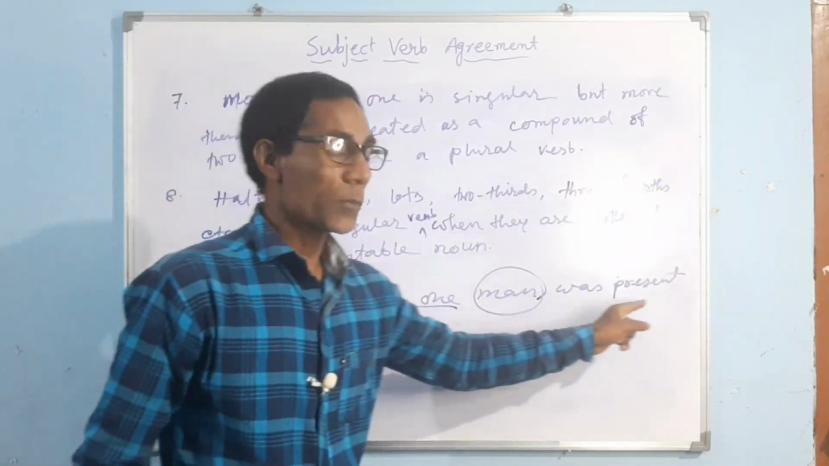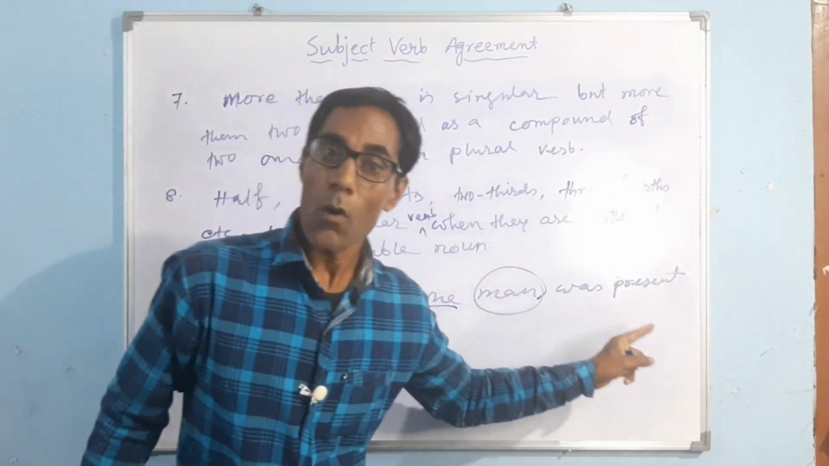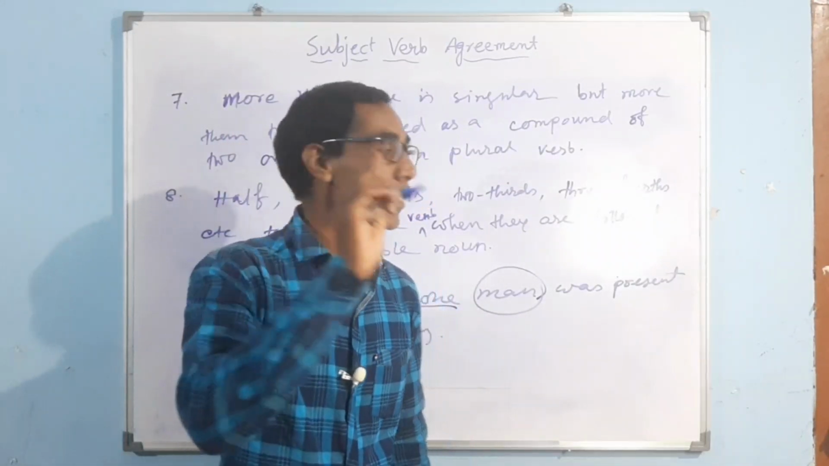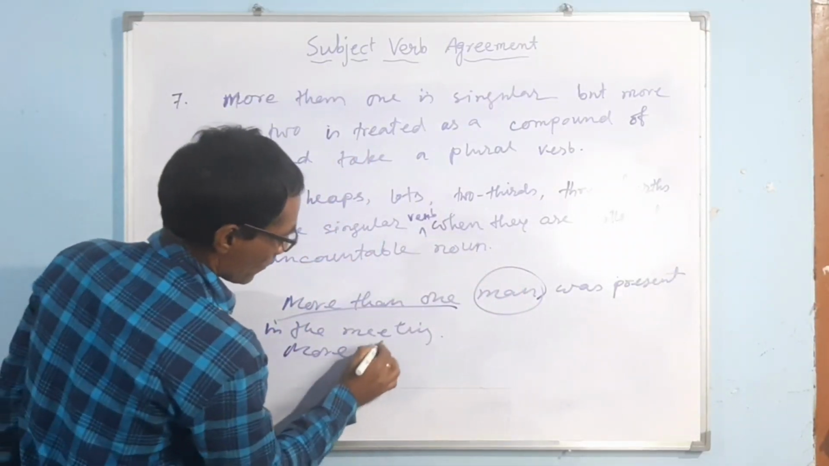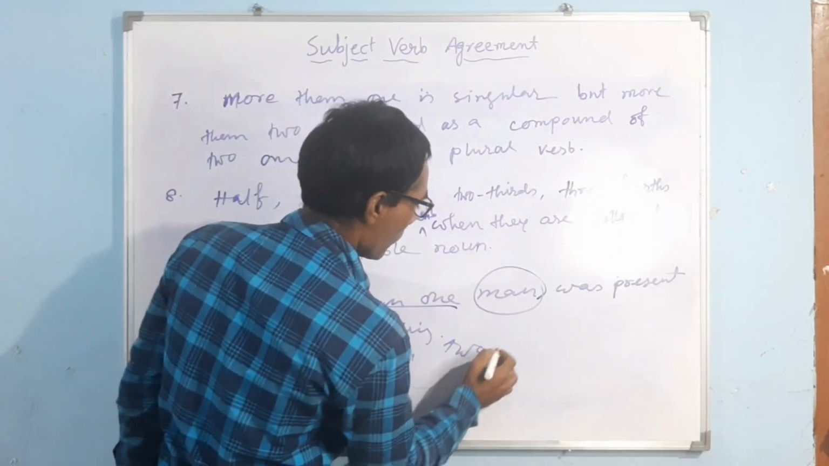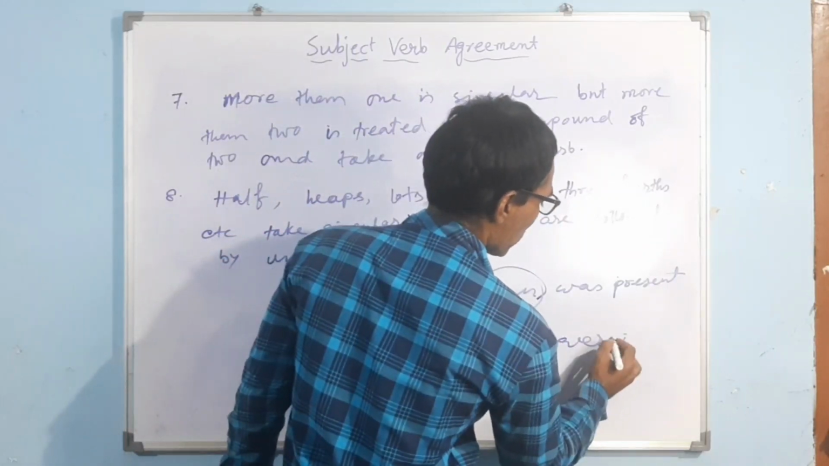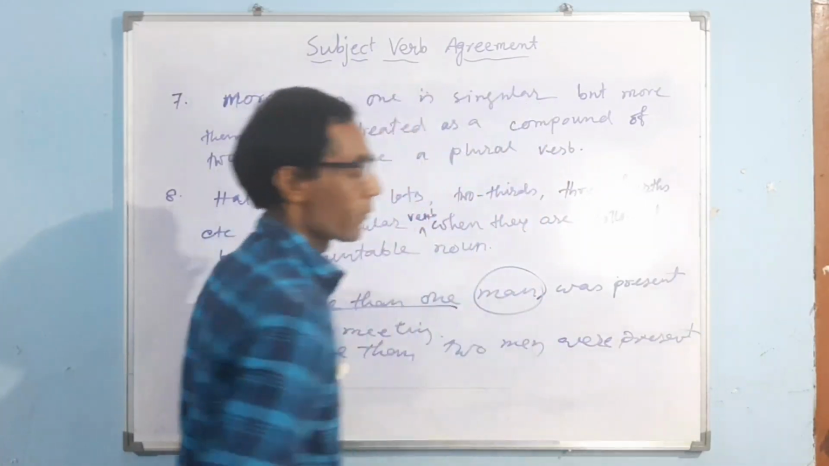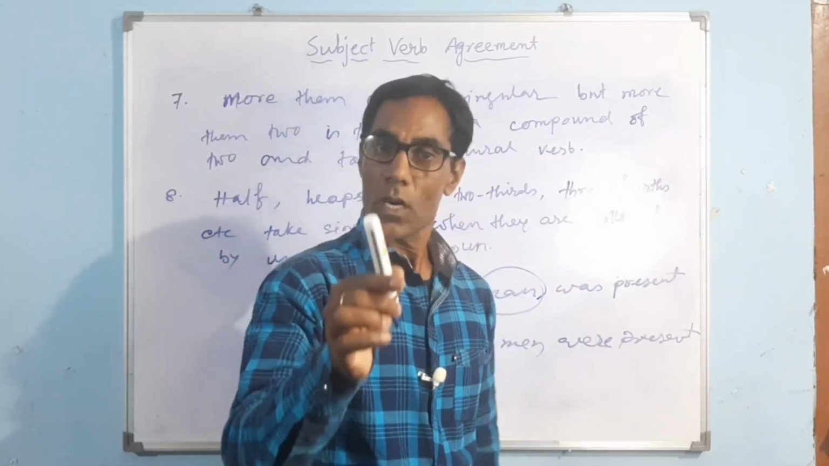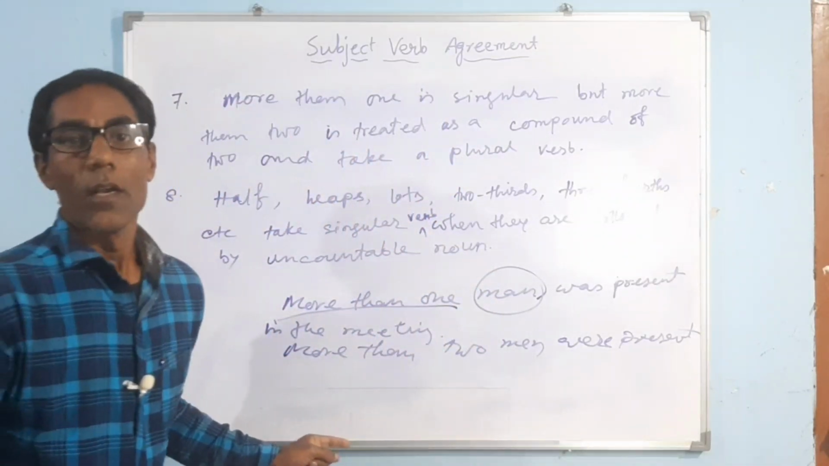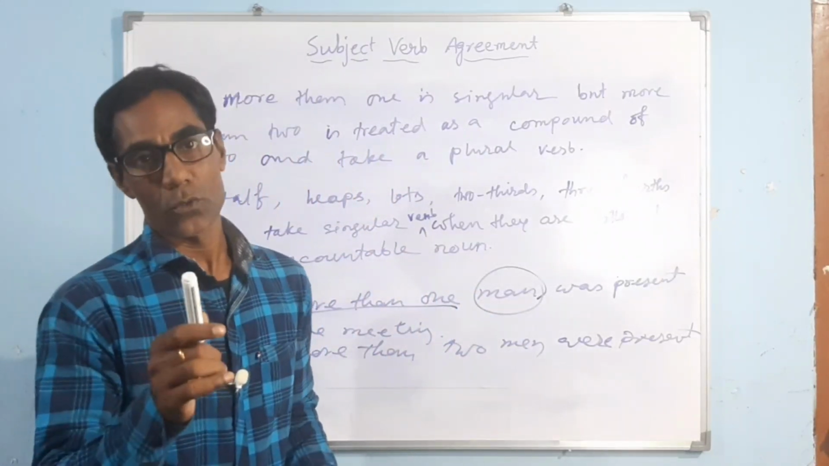So, more than one man was present, but more than two, more than three, more than four, whatever, in that case you have to use a plural noun and a plural verb. Like this, more than two men were present. Got it? So, more than one is treated as singular, therefore you use a singular verb. And more than two is treated as the compound of two, and therefore you use a plural verb.